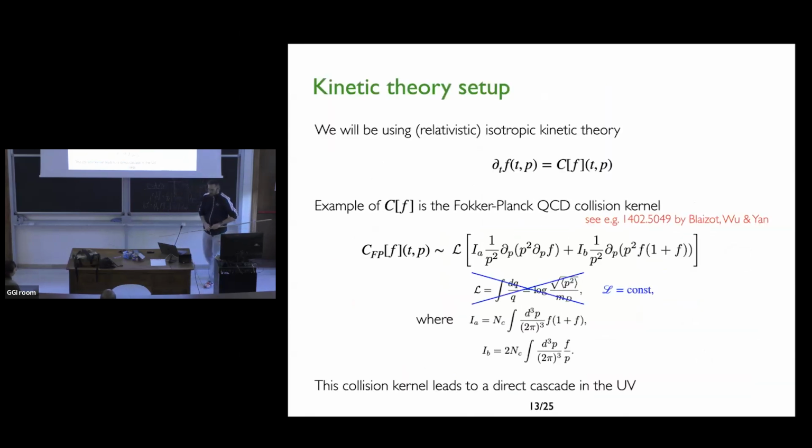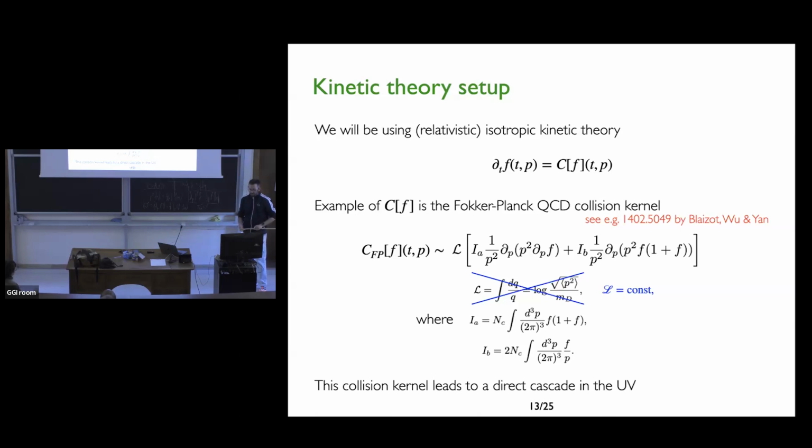Good. So let's do non-thermal fixed points. The setup that I'll be using from now on is relativistic isotropic kinetic theory. So we're going to have the Boltzmann equation that we'll be dealing with. On the left-hand side, we're going to have a partial derivative of the distribution function with respect to time. On the right-hand side, we will have a collision kernel. And the collision kernel is the thing that's going to capture the microscopics of your weakly coupled theory.